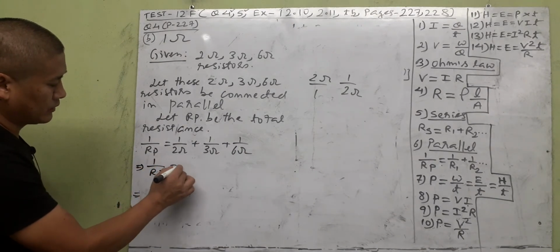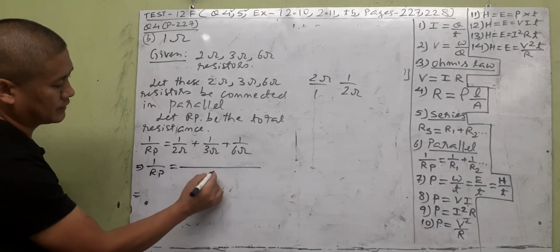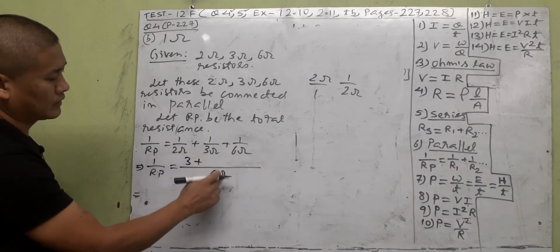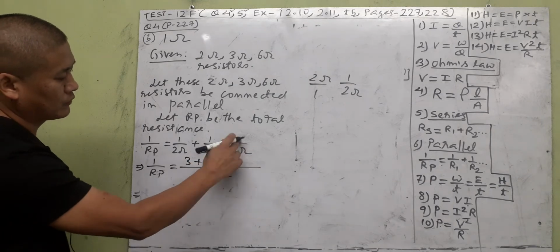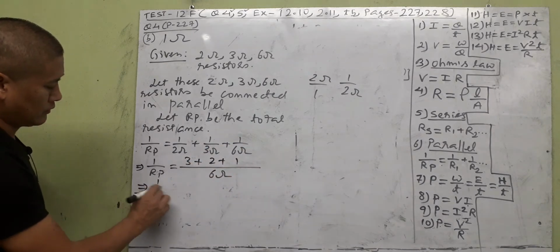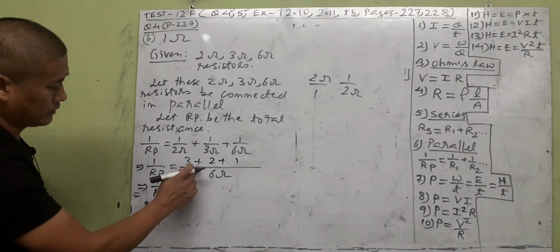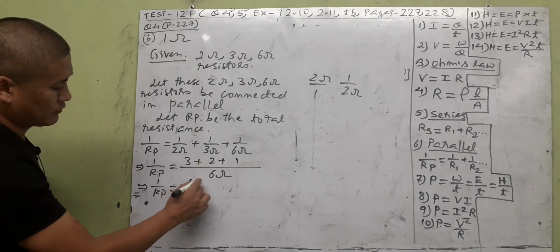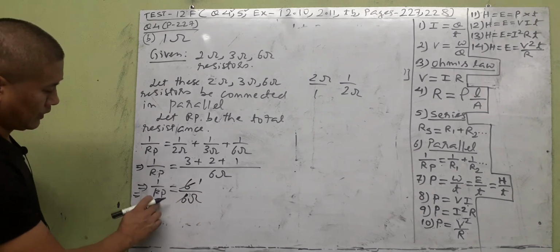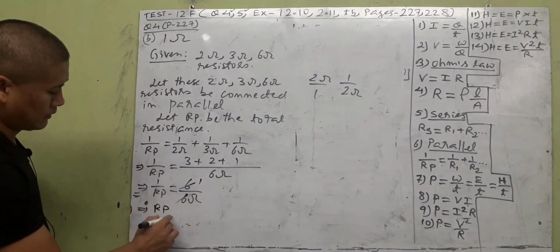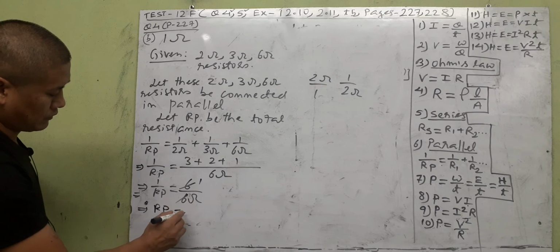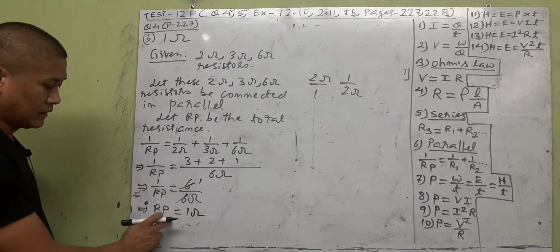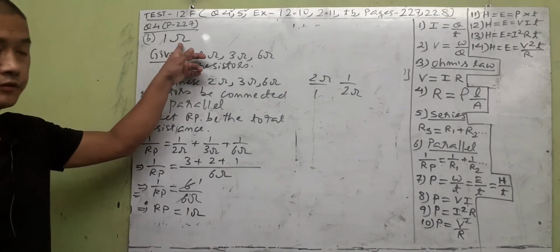So 1 by Rp equal to, LCM of 2, 3, 6 is 6 ohms. 2 3s are 6, 3 2s are 6, 6 1s are 6. So you're going to get 1 by Rp equal to 6 by 6 ohms, which cancels, so 1 is left. Rp into 1 is Rp, and 1 into 1 ohm is 1 ohm only, cross multiply. See, now the total is coming out exactly what we require.